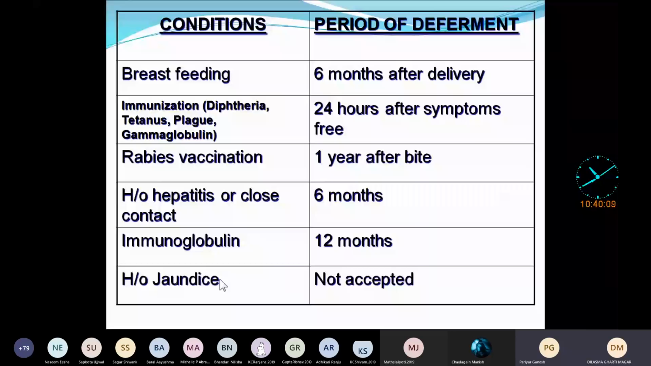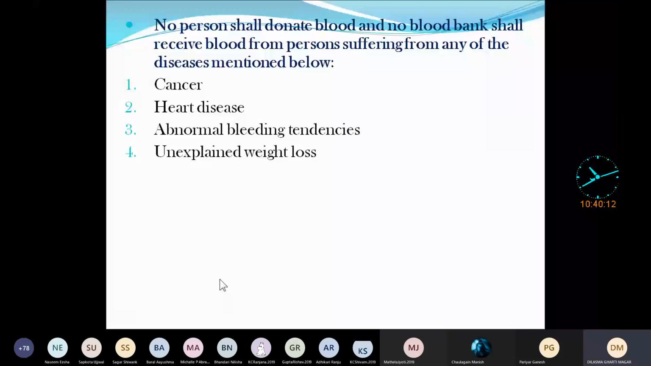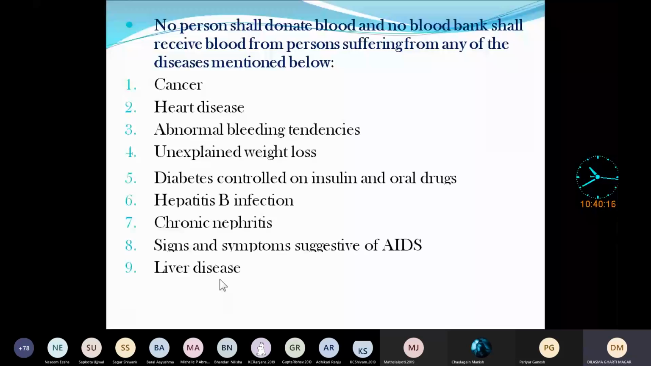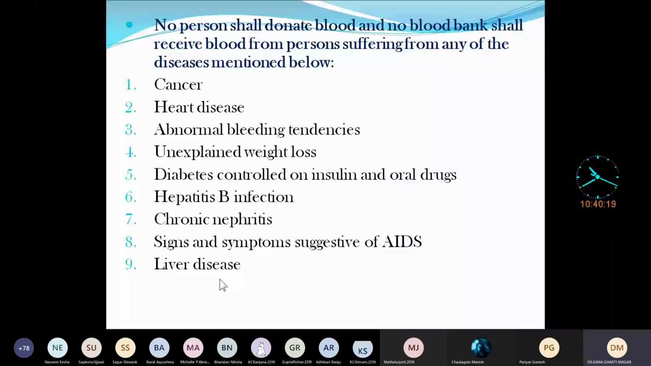So here you see there are some causes where a person cannot give the blood at all. No person shall donate blood, or no blood bank shall receive the blood from persons suffering from any of the following diseases mentioned below. So these persons should not donate the blood at all. And the blood bank also, if anybody while taking the history comes to know about all these things, they should not take the blood at all.